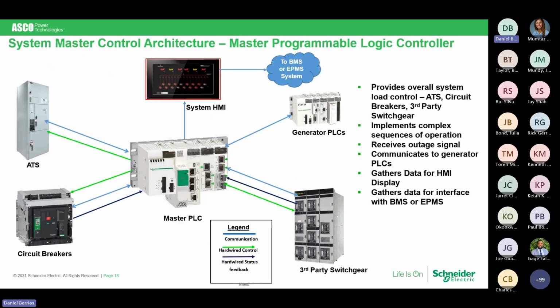The system master architecture, now we can communicate with the ATSs as we spoke to, the breaker opening and closing. Generator PLCs, we are communicating back and forth with those. We can communicate with the third-party switchgear. There is no problem. We may need some contacts to know what's opened or closed. The system HMI screen, number 1, you have in the master control section. We're going to show you that a little bit later on. That screen can be duplicated in more than one additional place, which we call a remote OIT screen.